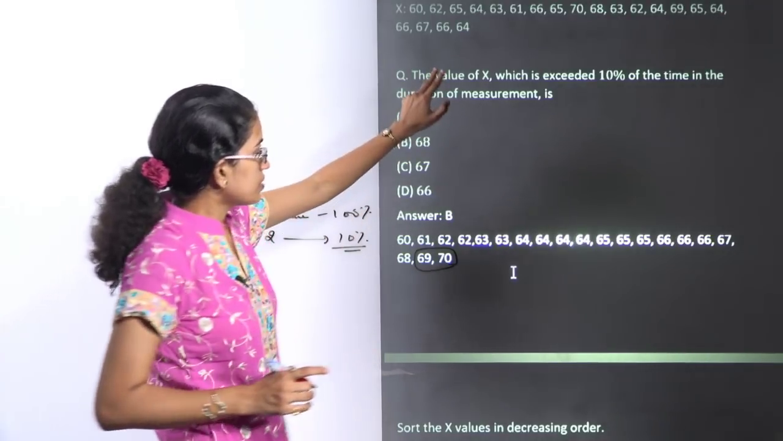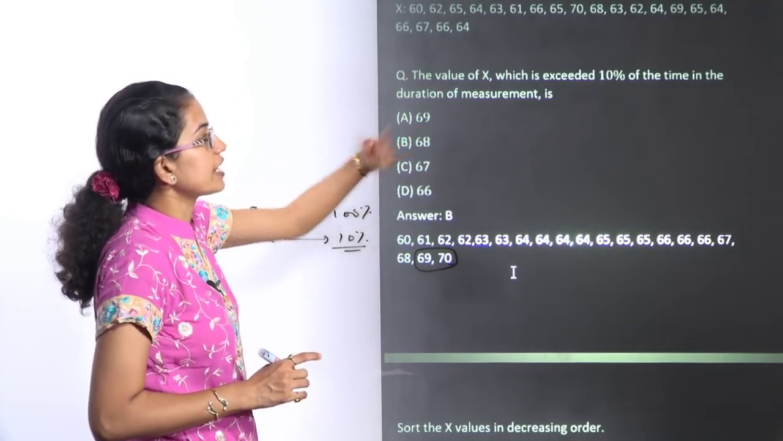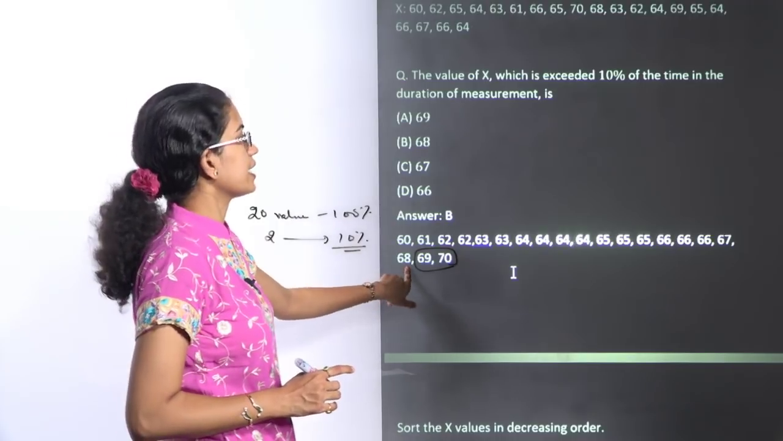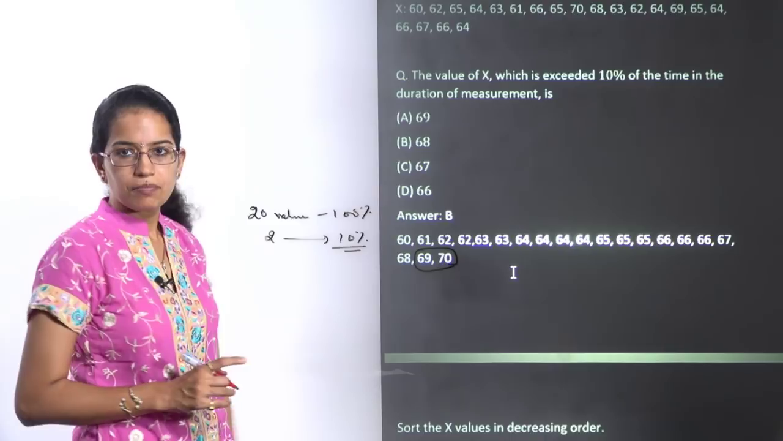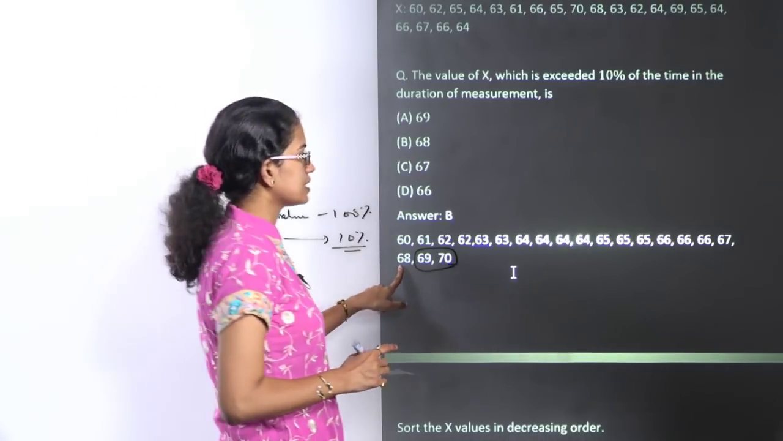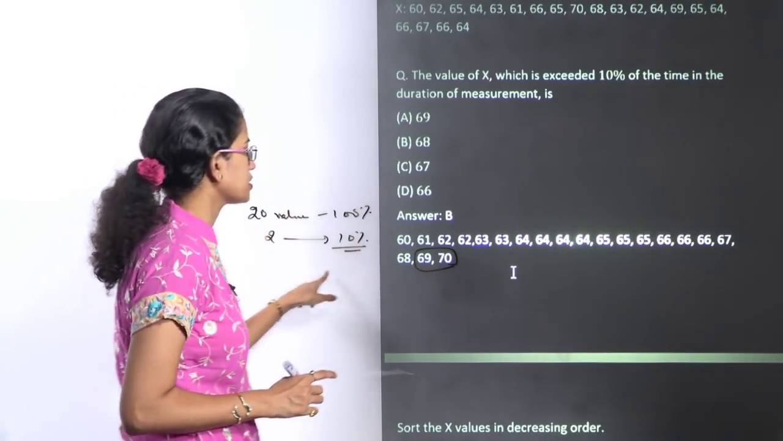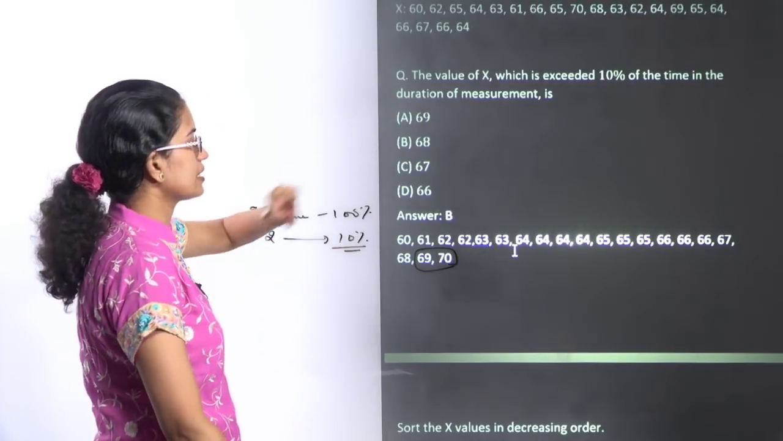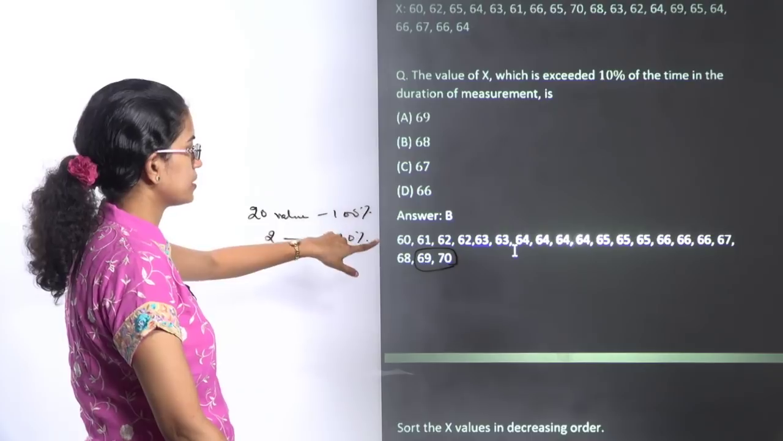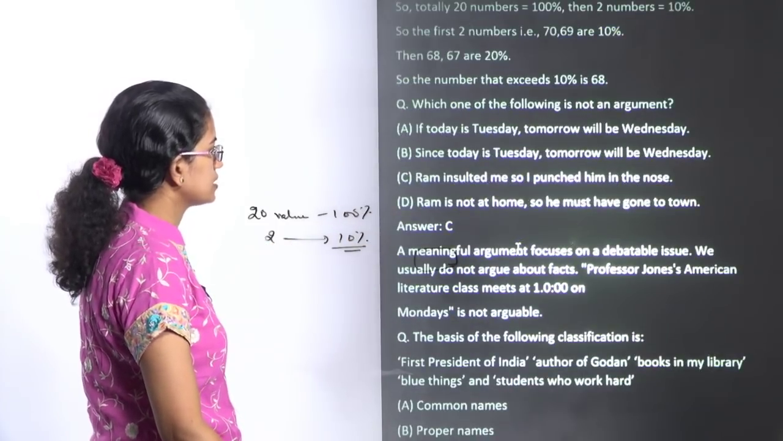So the value of x which is exceeded 10% of the time is 68, because as soon as you take these into account, your ratio changes from 10% and increases further. So I have to maintain it at 10% and exceed the ratio at 10%. So 68 would be the correct answer in this case.